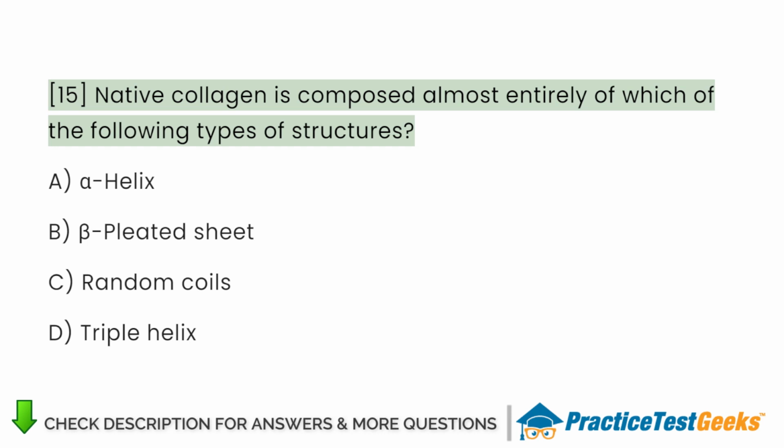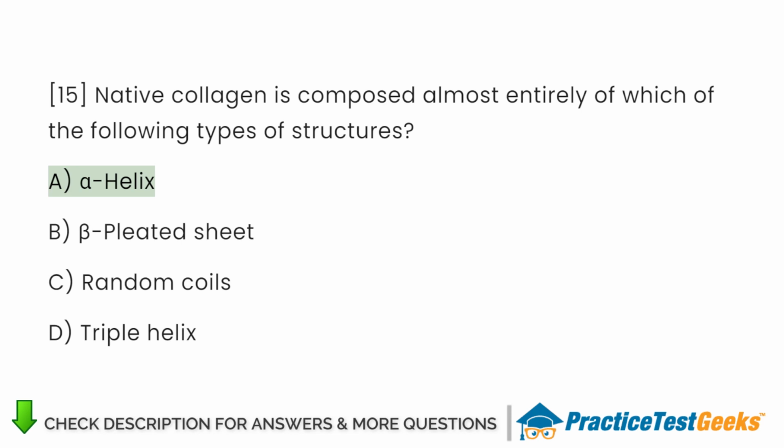Native collagen is composed almost entirely of which of the following types of structures? A. Alpha helix. B. Beta pleated sheet. C. Random coils. D. Triple helix.